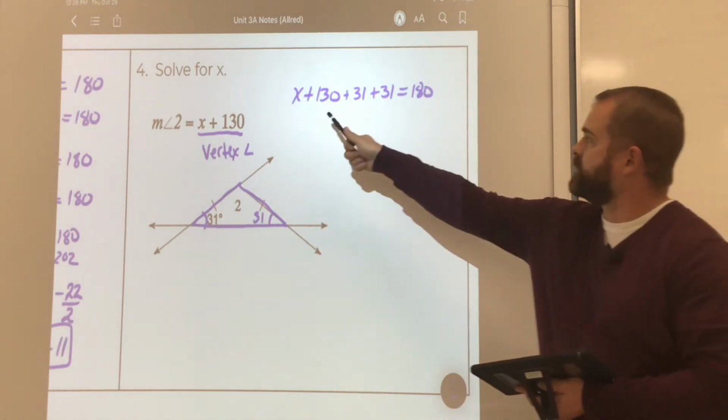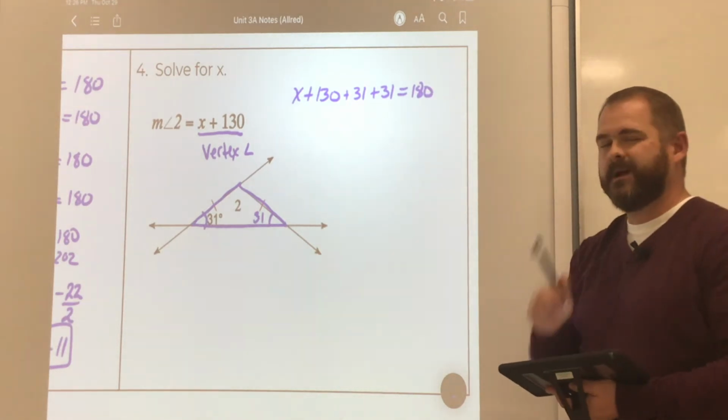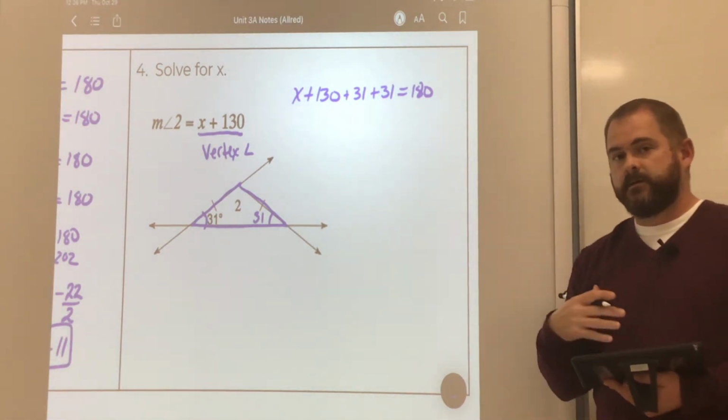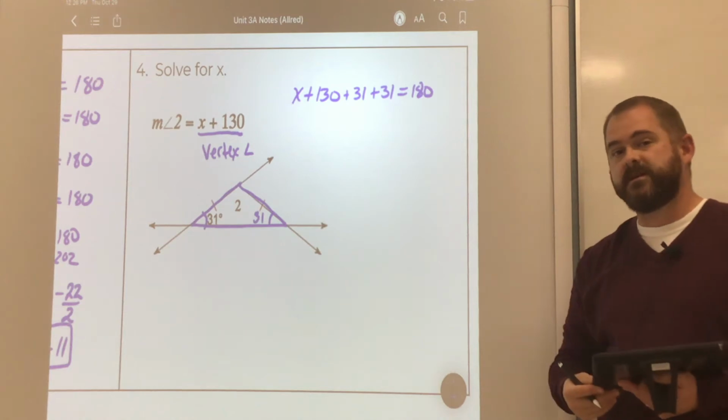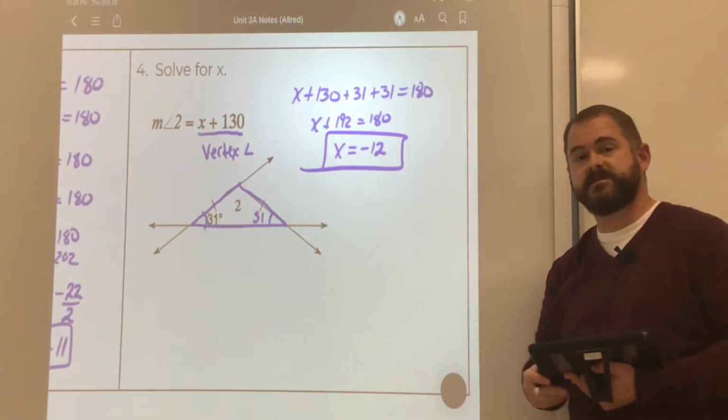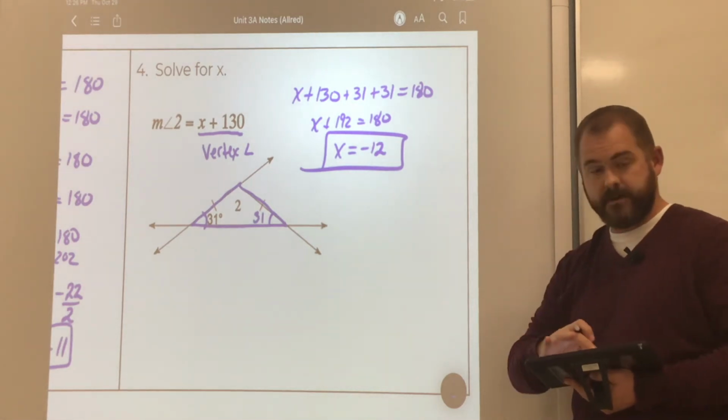Okay. All 3 angles should add up to 180. I want you to pause the video and try and solve that equation on your own. If you need more time, keep the video paused here. Otherwise, this is the answer we should get. X equals negative 12. All right?